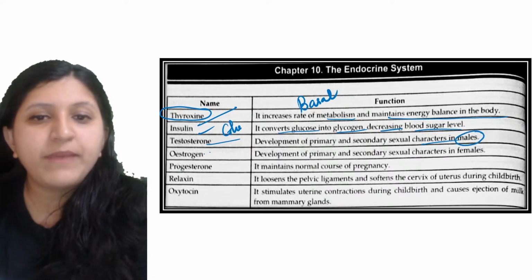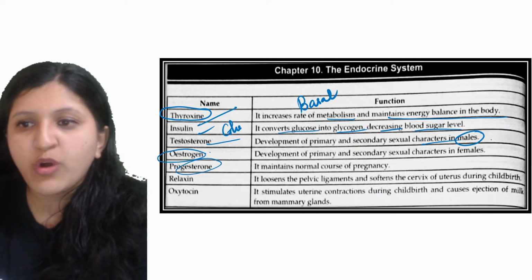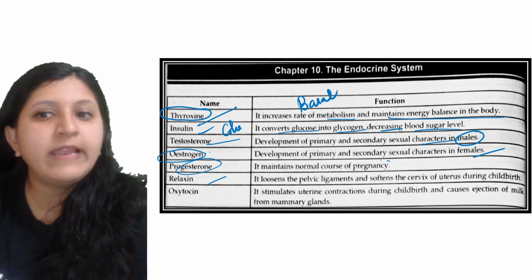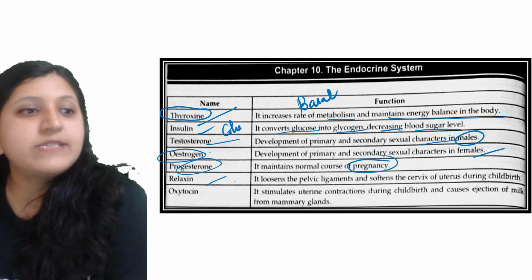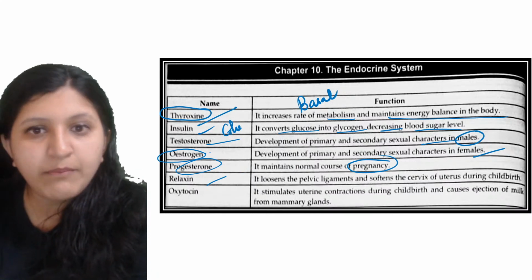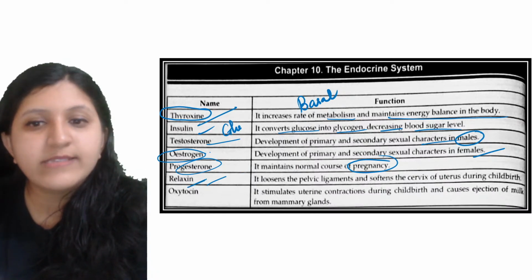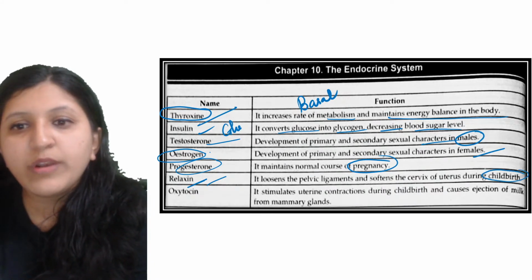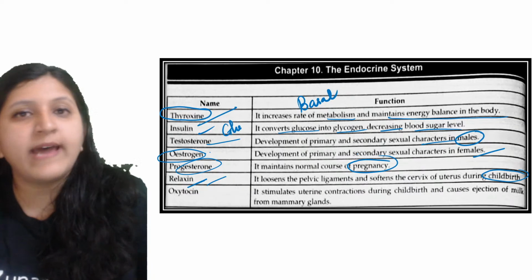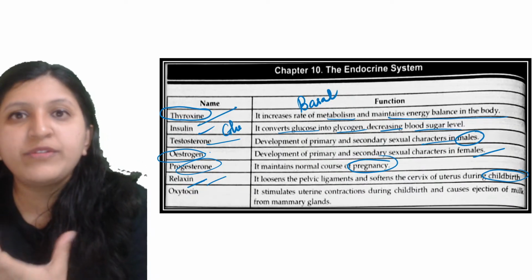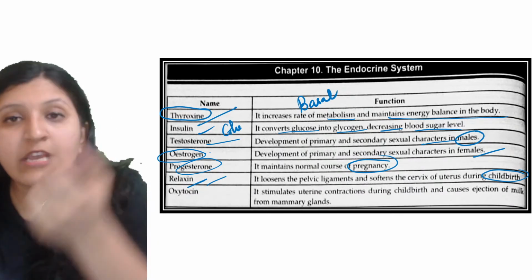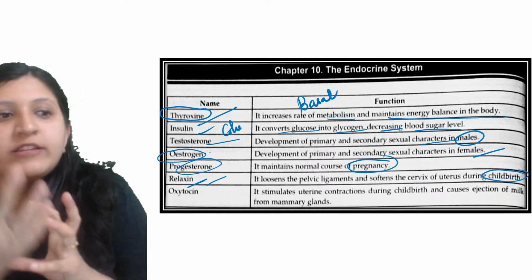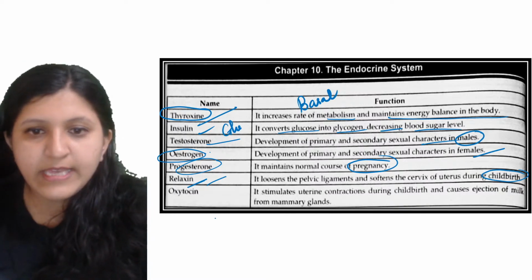In case of females it is the estrogen and progesterone which can work. But progesterone mainly has more work related to pregnancy, that is, maintenance of pregnancy can be done by the progesterone. Then the relaxin hormone, so this will work only during childbirth. Relaxin hormone will make sure that the dilation of the cervix is occurring, so that the childbirth can occur easily.